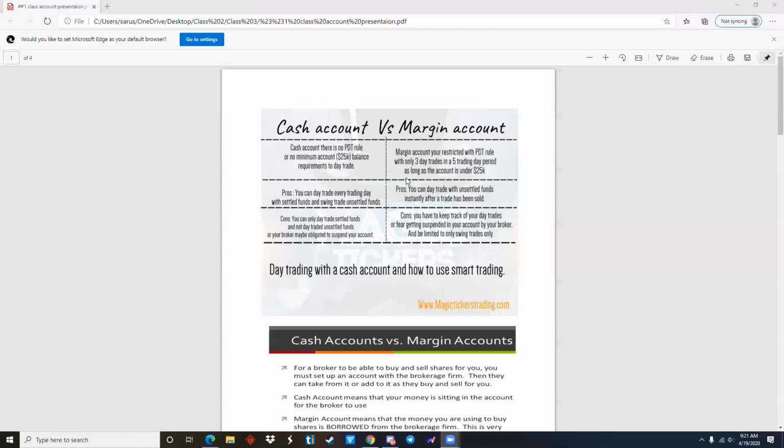The qualities of a cash account, okay? Cash account, there is no PDT rule or no minimum amount of 25K balance requirements to day trade, okay? There is no PDT rule on a cash account. Let's just say you've got $1,000 in your account. You can day trade that $1,000. Okay. It literally allows you to buy and sell trades as much as you want up until that $1,000. Okay. Which is settled funds.